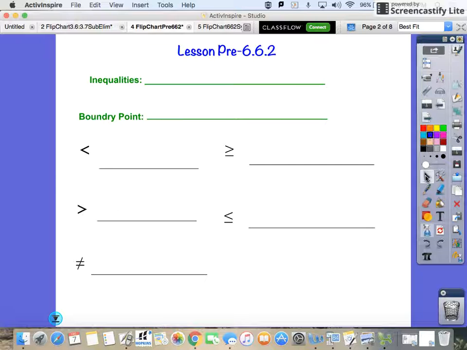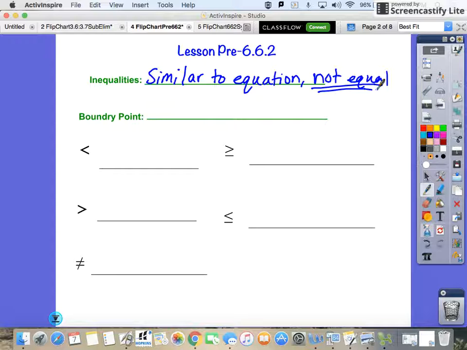They are similar to equations, but they're not equal. One is potentially bigger than the other. So inequalities are like equations, but not necessarily equal. A boundary point is sort of the line or fence between solutions and non-solutions.